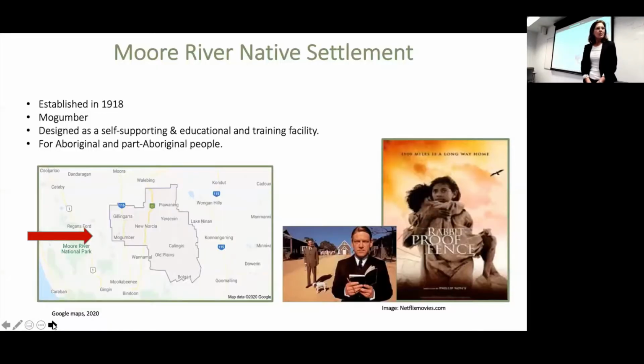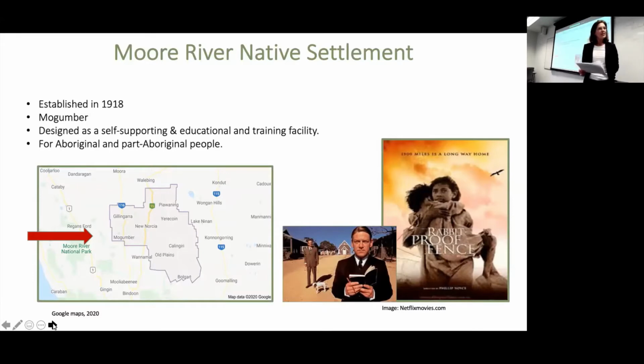My honours dissertation, by the way, is anthropology, sociology, combined with archaeology. So Moore River Native Settlement, for quite a few West Australian people, the only depiction that they have is of the Moore River Native Settlement in Rabbit-Proof Fence. And so the aim of my thesis project is to explore and learn more about the settlement, how it was enacted and how it was governed.